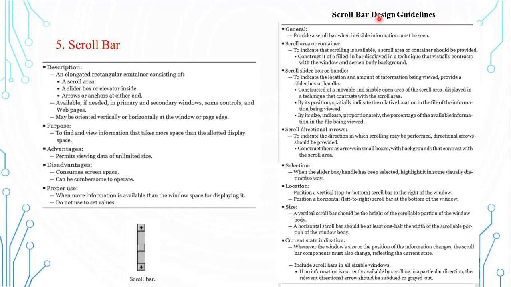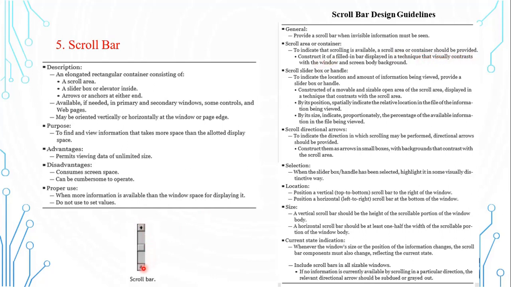Scroll bar design guidelines. This is the general guideline: provide a scroll bar when invisible information must be seen. So the general instruction is that you provide the scroll bar to show the information. And there are also certain guidelines for the scroll area or container. To indicate that scrolling is available, a scroll area or container should be provided.